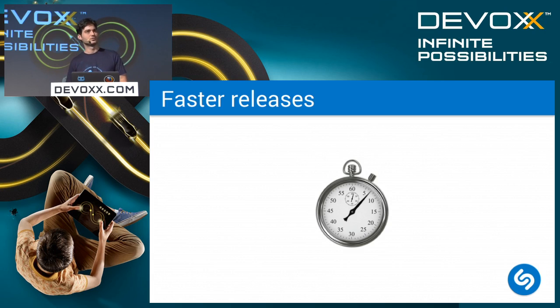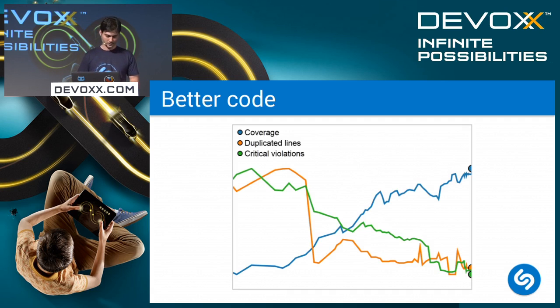Faster releases also allow us to make much faster business decisions. So for a small company like Shazam, when we want to move fast, that's the way to go. Some other things we've achieved with testing, especially when we design our code to be test-driven, is the code quality we'll achieve.